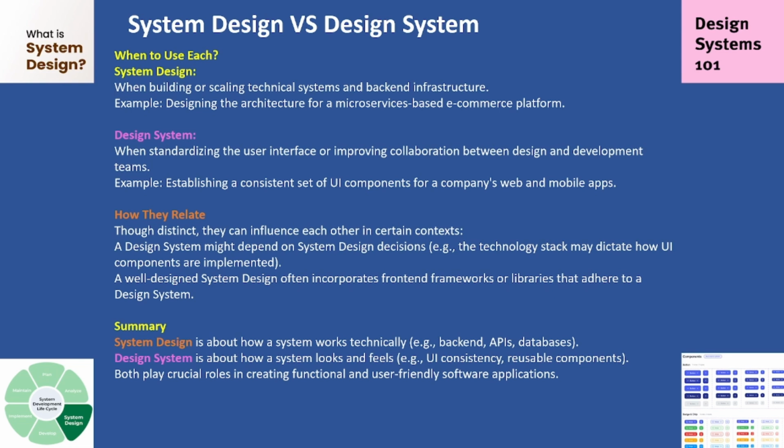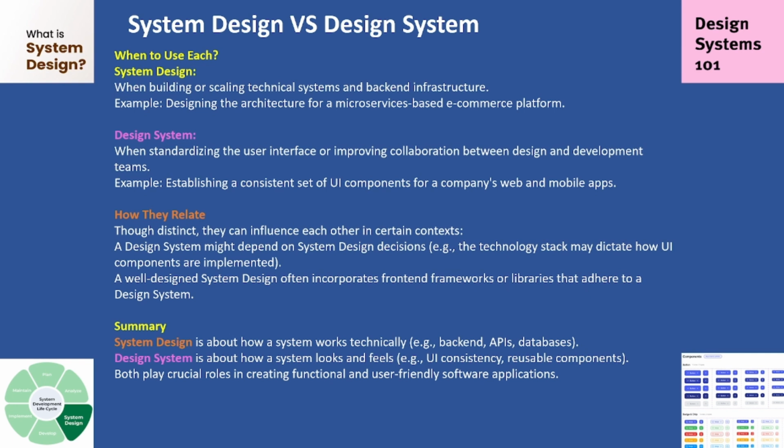How they relate: though distinct, they can influence each other in certain contexts. A design system might depend on system design decisions. For example, the technology stack may dictate how UI components are implemented. A well-designed system often incorporates front-end frameworks or libraries that adhere to a design system.